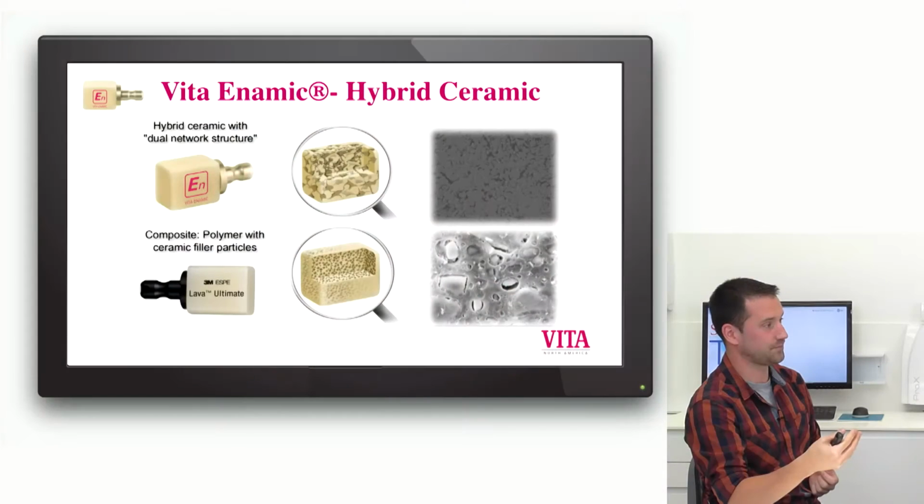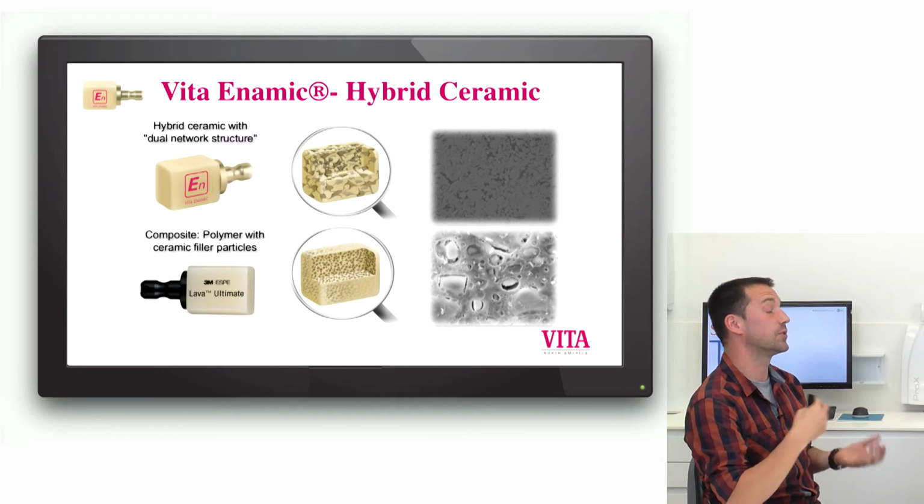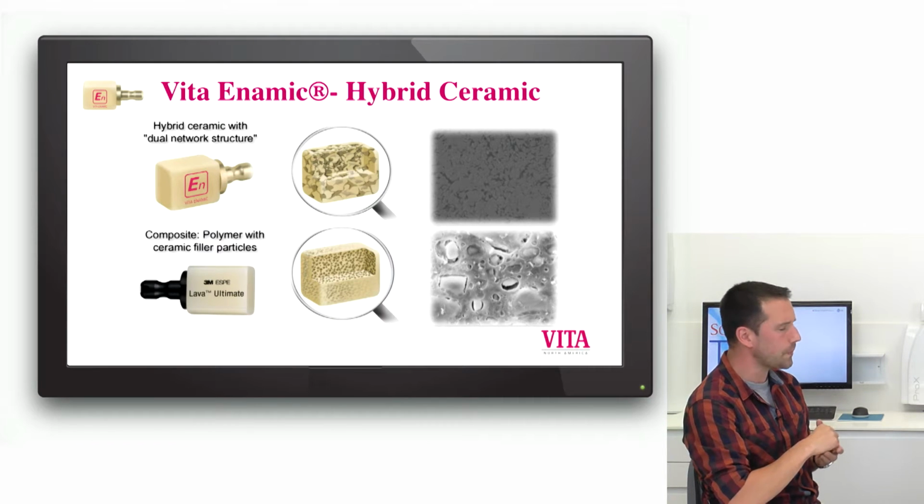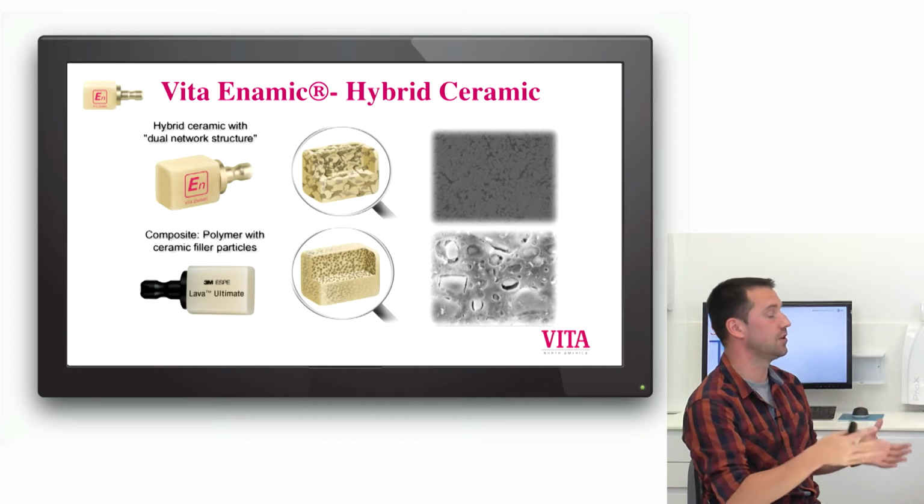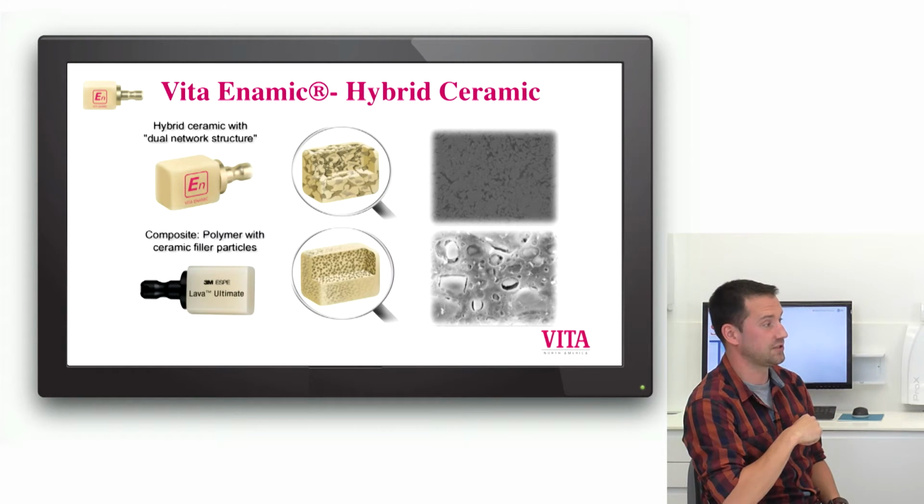What is a composite? A composite is a polymer-based material where the ceramic is the filler. A hybrid ceramic is a ceramic material where the polymer is the filler. It's actually completely the opposite. The easiest way to see the difference is whether you can etch it with hydrofluoric acid. In ceramic you can etch perfectly, 5% hydrofluoric acid, 60 seconds, whereas a composite, it does not work. There you have to sandblast in order to get a mechanical retention.